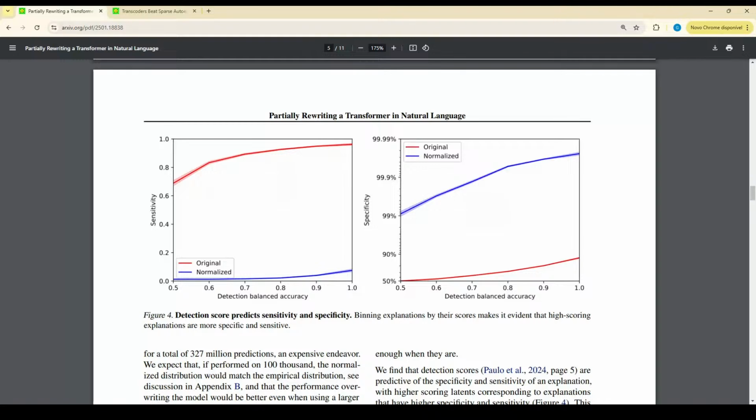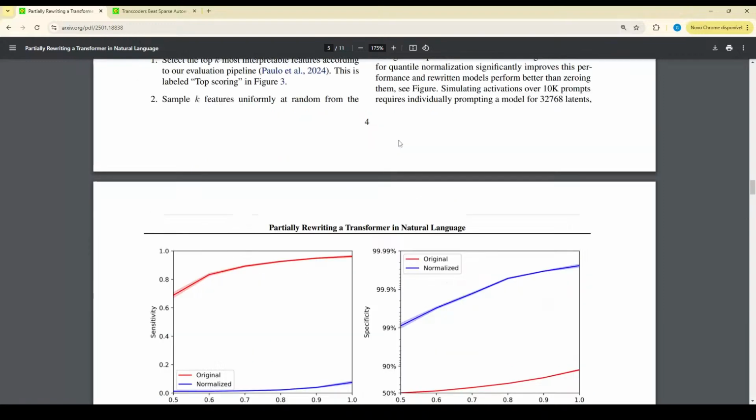And in fact, if your score is closer to 1, which is the maximum score, your explanation is always going to be both more sensitive and more specific. The reason why being specific matters, and if you notice in this plot, we have a log scale that goes from 50% to 99.99%, is because if you're thinking about a normal sparse autoencoder or a transcoder that has 32,000 latents.